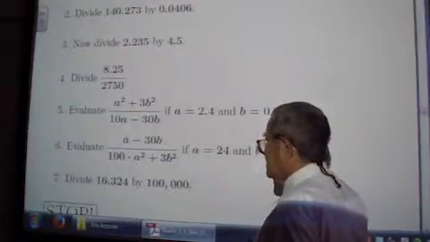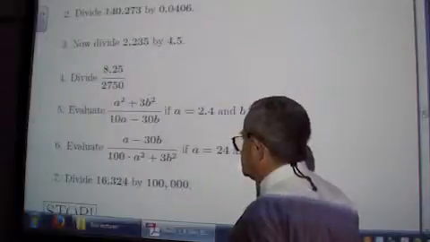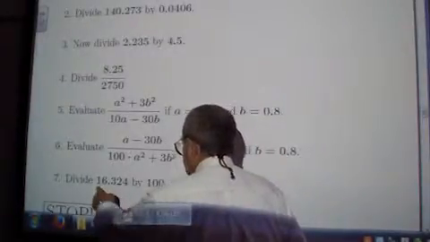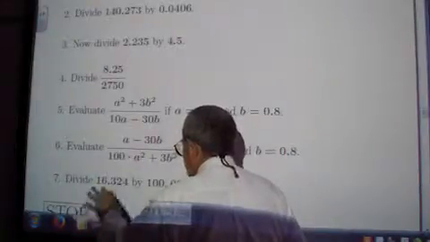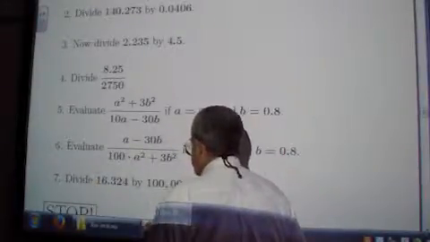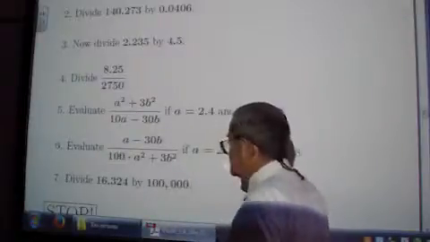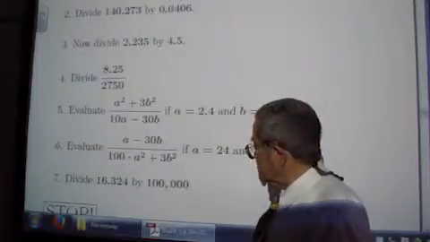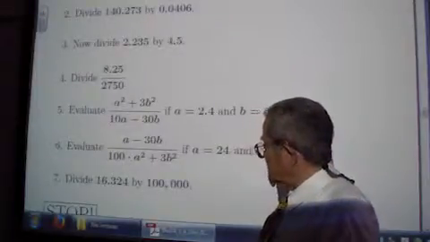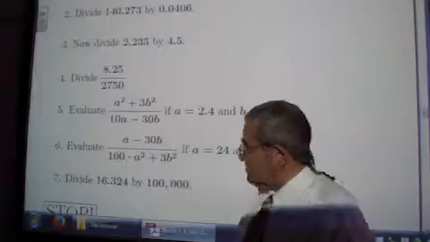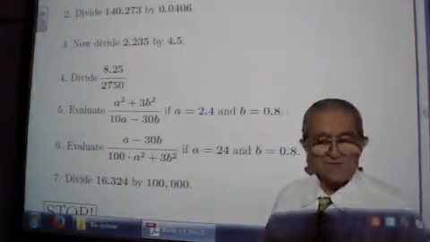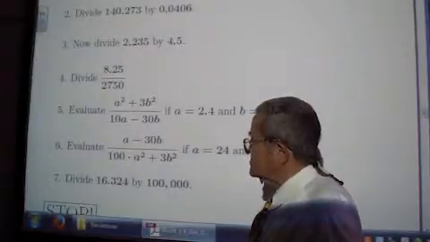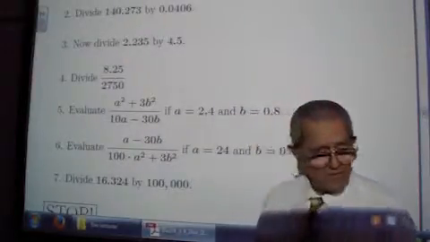And then we wanted to divide 16.324. We want to divide 16 and 324 thousandths by 100,000. Does the number get smaller or bigger? Good question. Obviously the number gets smaller, so you move. Does that mean you move to the right or the left? Okay, I don't want to show you the answers. We have about 5 more minutes left.